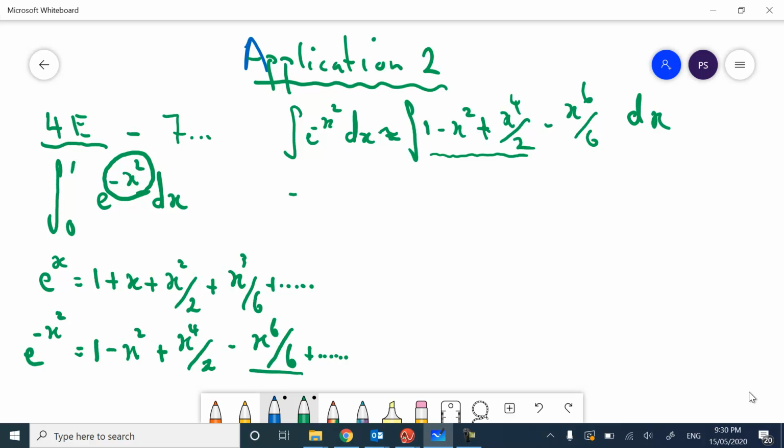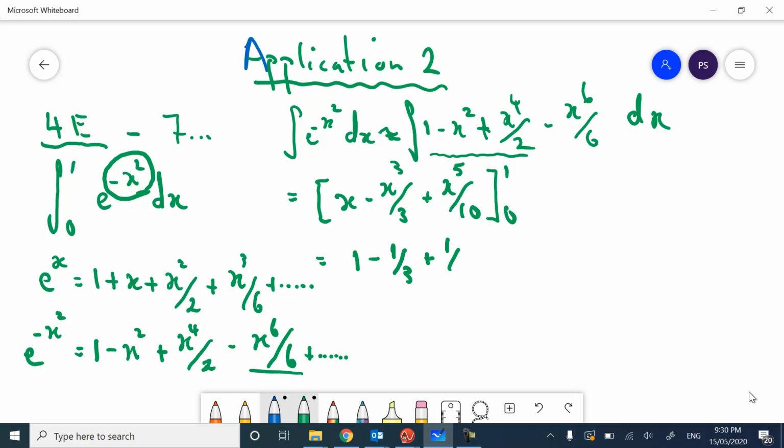Let's do that now. Okay, so I'll do that integral. That becomes x minus x cubed on 3 plus x to the power of 5 on 10 from 1 to 0, which equals 1 minus a third plus a 10th, which equals 23 on 30. Okay, so there's an approximation for that integral using the first 3 terms.